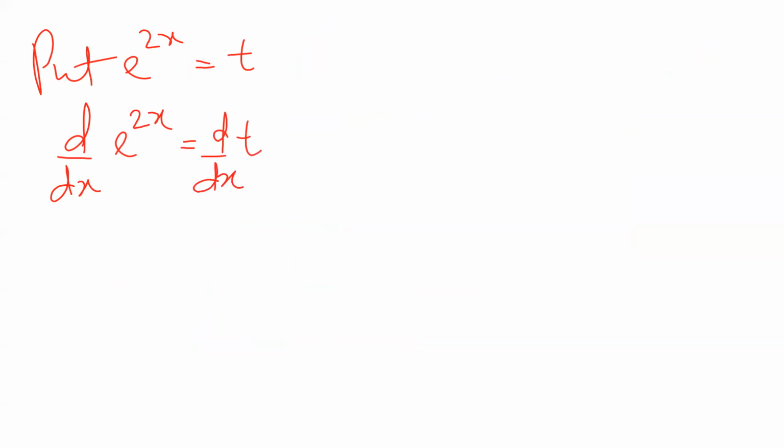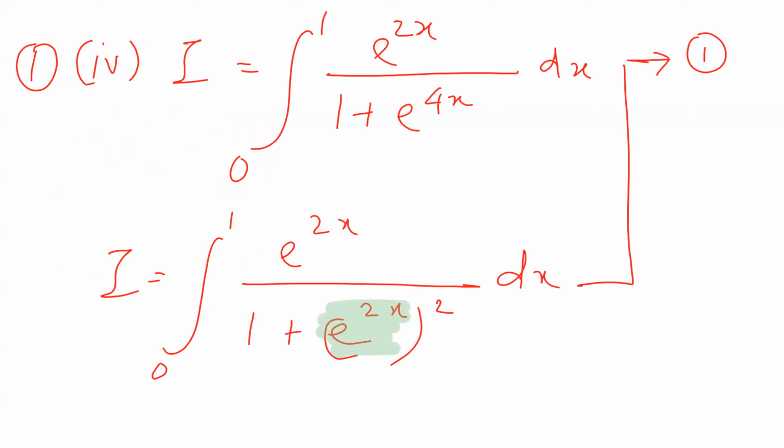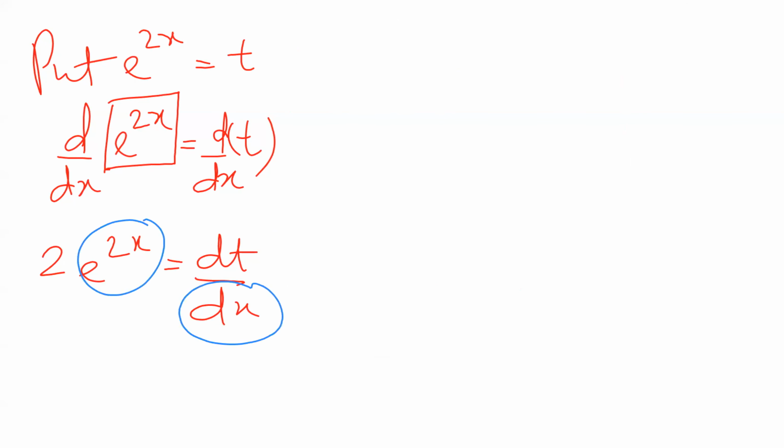Now look at equation number 1 and tell me which terms to group. e raised to 2x and dx. So e raised to 2x dx is equal to dt by 2. Again you get half tan inverse t. Fine. Change the limits. Upper limit and lower limit will change.